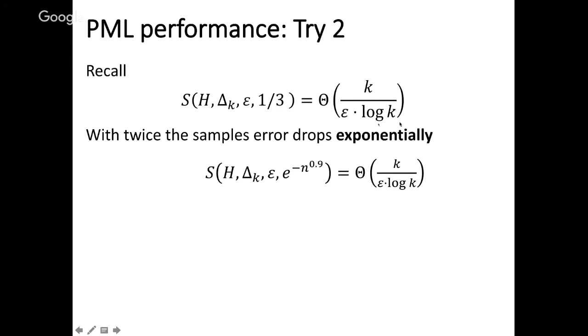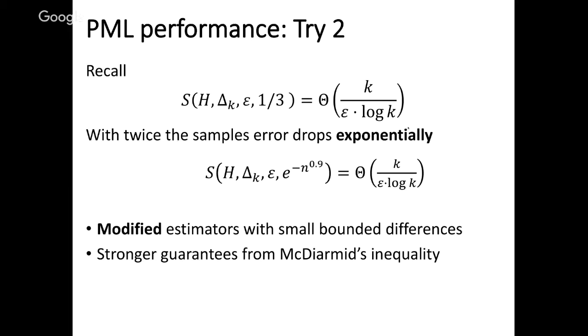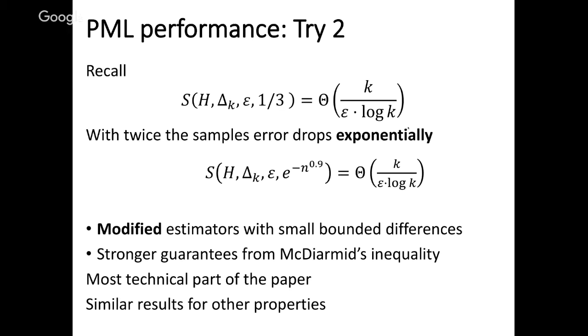It's still k over epsilon log k. So the error of estimating the entropy for the same accuracy drops down exponentially with just twice the number of samples. This requires modifying the existing estimators and obtaining some strong guarantees using McDiarmid's inequality. We'll not go over this, but now we have all the ingredients that we need to wrap up the arguments. We could show similar results for all the other properties that we discussed before.